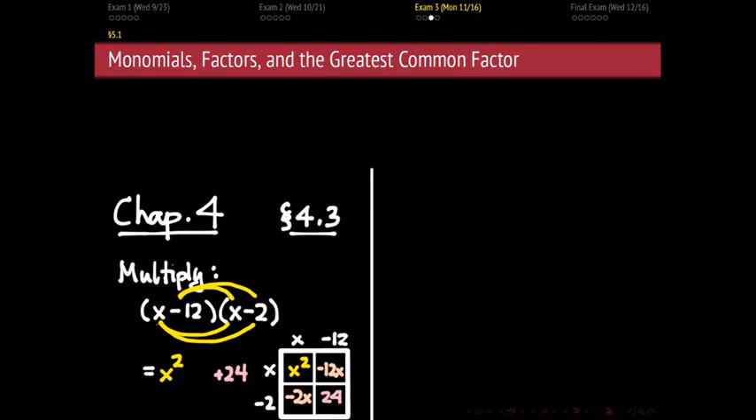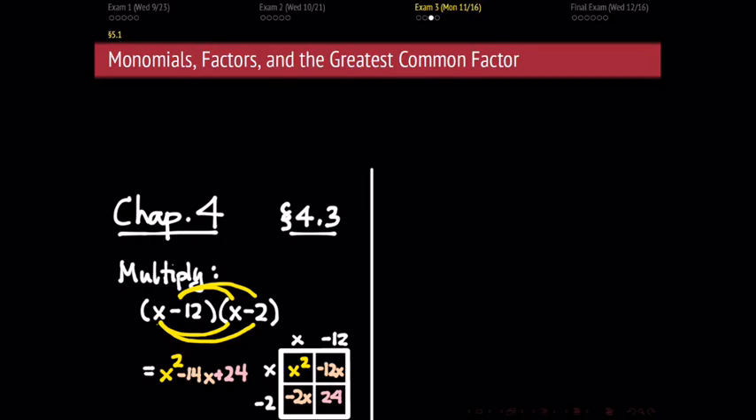but then I'll also get a pair of terms coming from this box and that box, the negative 12x and the negative 2x, and when we add those two together, what do we end up with? What is negative 12x plus negative 2x? Negative 14x. Combining the like terms by adding their coefficients.